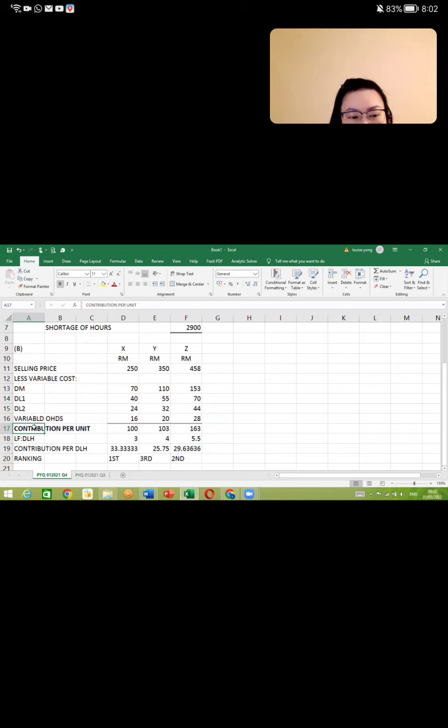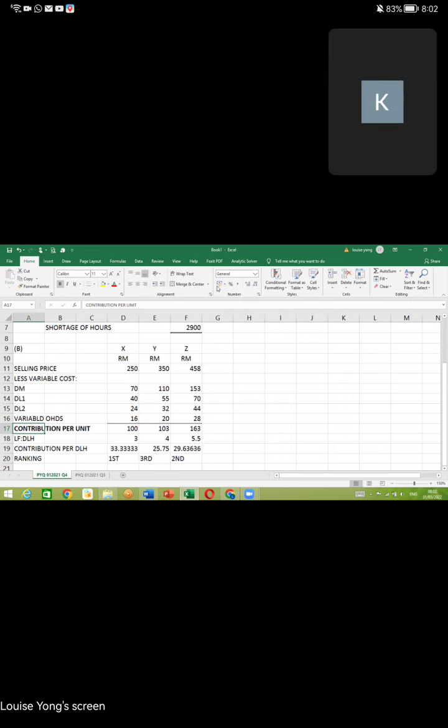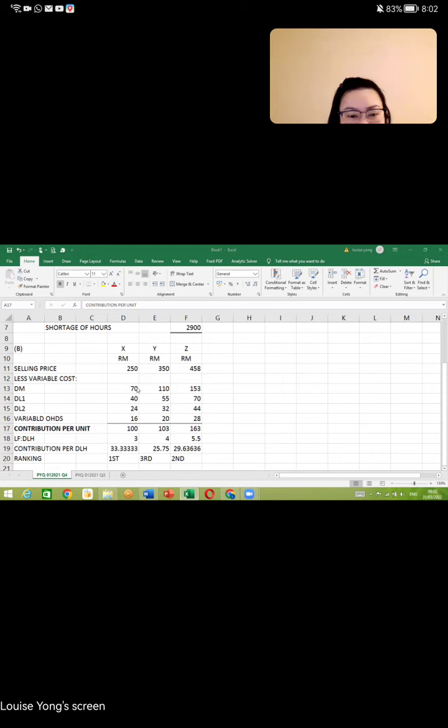So can I repeat again? In order to compute your contribution per unit, use your selling price less all the variable costs only. So don't include your fixed production overhead. 不要把你的 fixed production overhead 放进来。So only less all your variable costs. So get your contribution per unit.